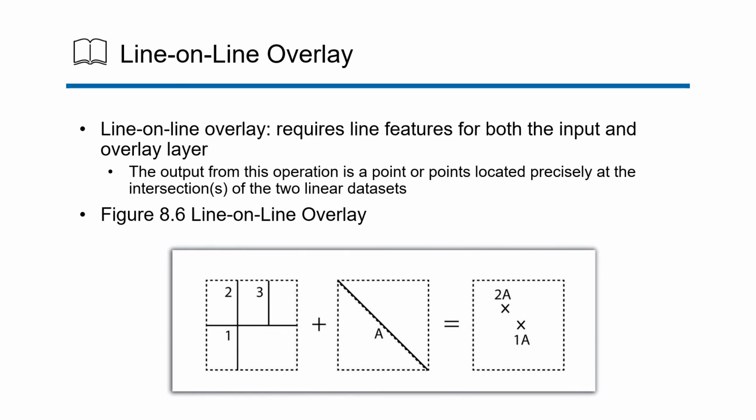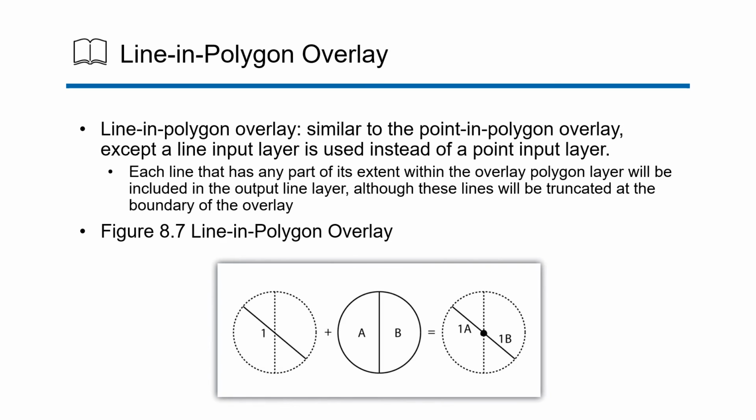Line on line requires line features from both inputs and the output layer. The output from this operation is a point or points depending on the situation, and it occurs wherever there are intersections of the two linear features. Line and polygon. You have a line, crosses a polygon, and you can see what happens there.